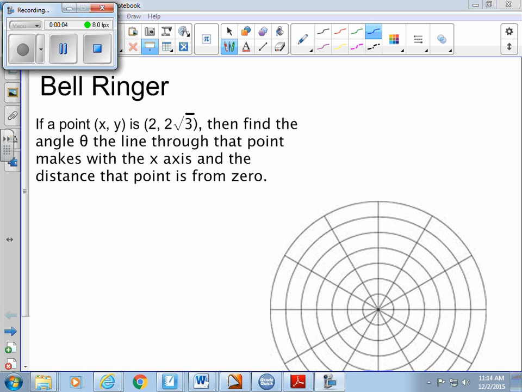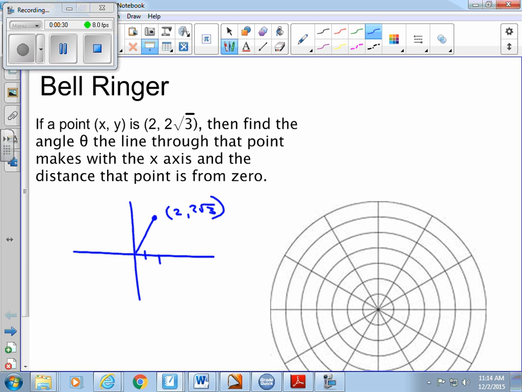2 radical 3. It says it wants me to find... So first of all, what quadrant would that be in? First quadrant. How do you know? It's positive 2 radical 3 is the point. It asks me to find the angle that the line through that point would make with the x-axis, and the distance that point is from 0.